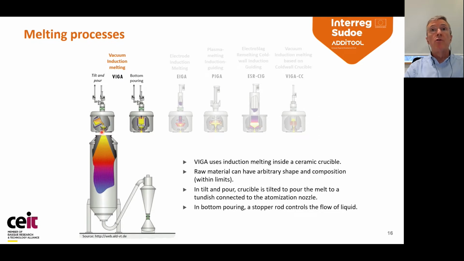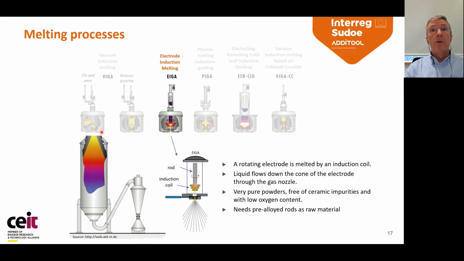And in those cases, you usually prefer ceramic-free methods, which are the other four. I will not describe them in detail. Electrode induction melting, or EIGA, uses a rod, which is melted using an induction coil. Then the liquid drops and is atomized at the bottom. The shortcoming is that it needs prealloyed rods as raw material. So you need to have prealloyed material to use this method.